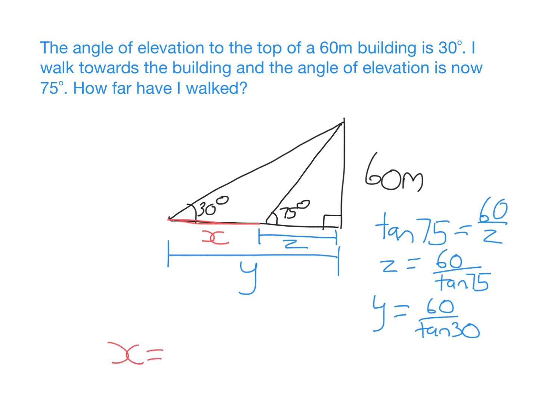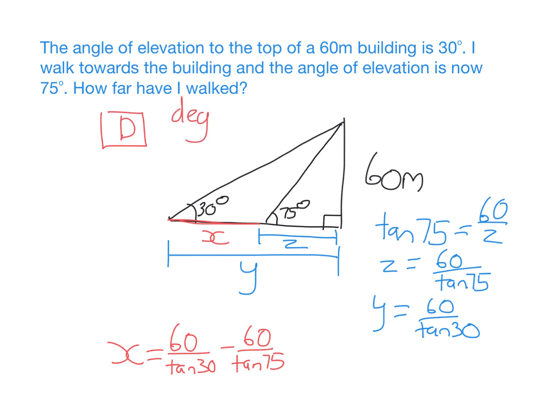X will simply be y, which was 60 over tan 30, minus z, which was 60 over tan 75. Now, when doing this calculation, we need to make sure our calculator's in degrees, because the angles were in degrees. For most calculators, you know it's in degrees because you see a little box with a D up the top, or you see the word DEG written. Make sure your calculator's in degrees. So putting that in our calculator, we get about 87.85. Because the building was 60 meters, our final answer is in meters.